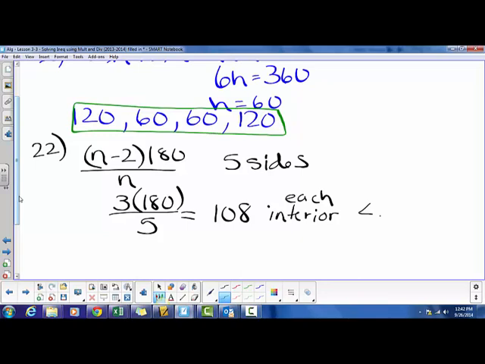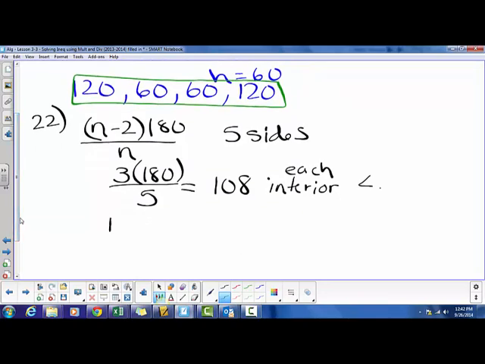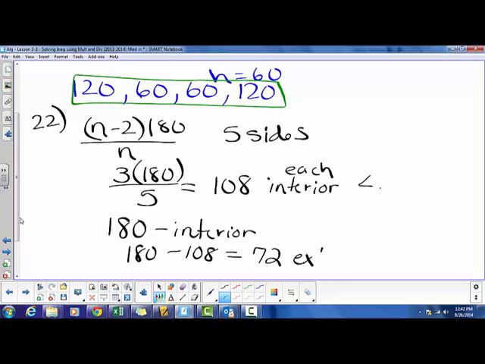Now I also need to get the measure of the exterior. Remember, the measure of the exterior is 180 minus the interior, or 180 minus 108. So 72 is the measure of the exterior angle. Okay? 72 is the measure of the exterior angle.